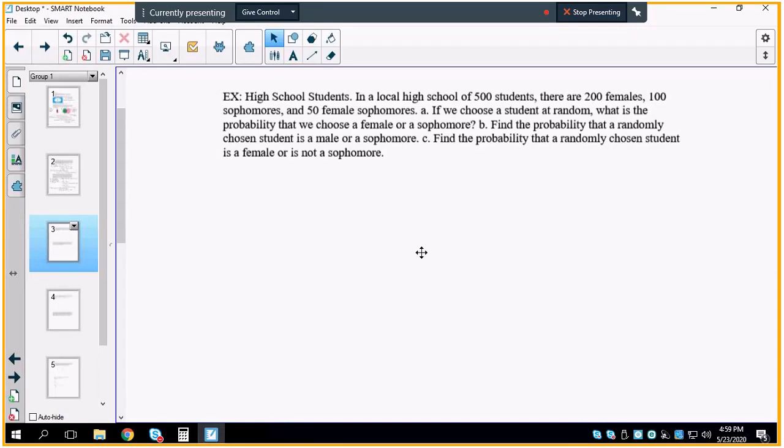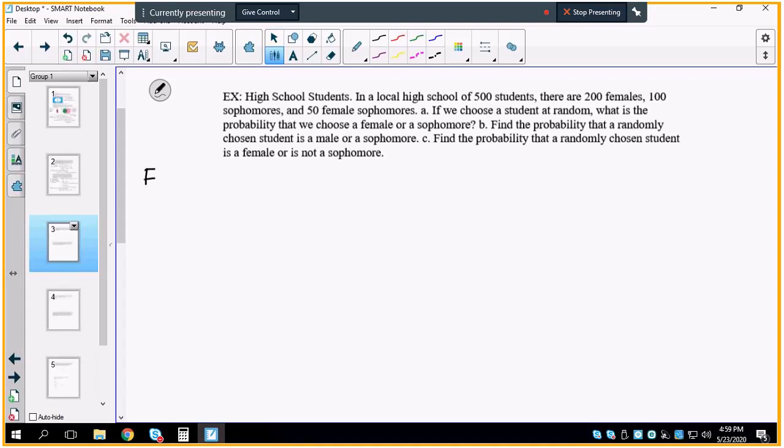Our next example is about high school students. In a local high school of 500 students, there are 200 females, 100 sophomores, and 50 female sophomores. So before I start working on this problem, let me write down the letter representation of these different events.